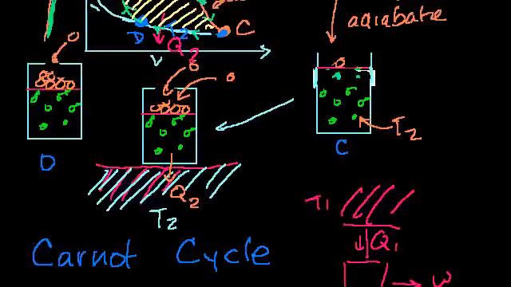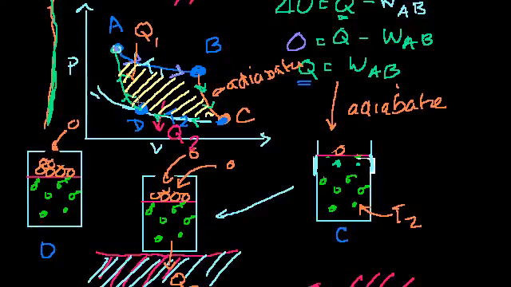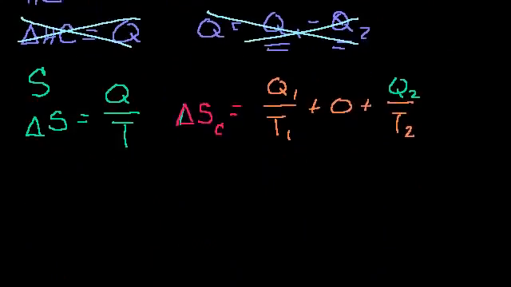And then finally, when we went from D to A, it was adiabatic again, so no transfer of heat. So plus 0, right? These zeros are zeros over changing temperature, but this is just a 0. So this thing should be equal to 0 in order for this to be a valid state variable.